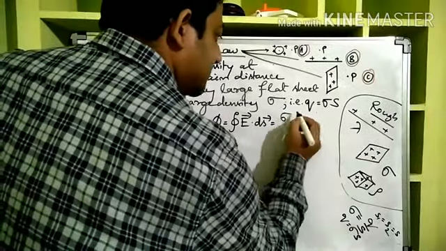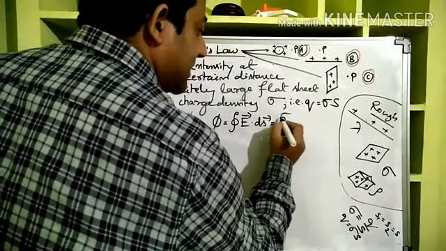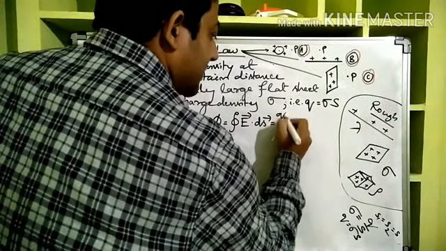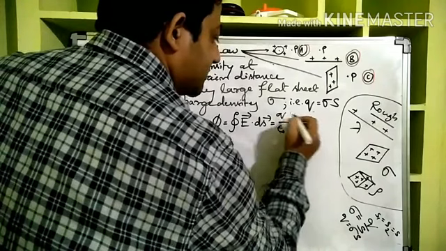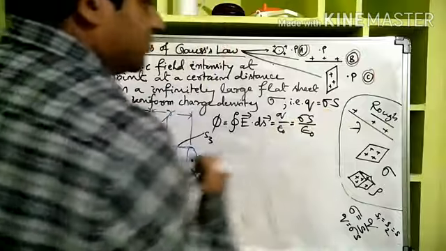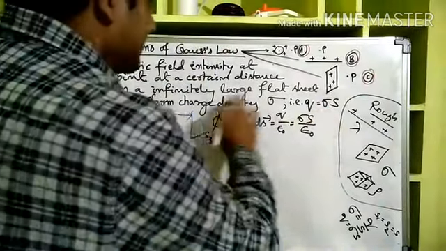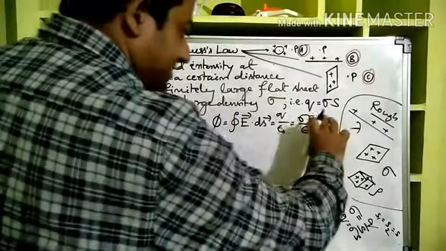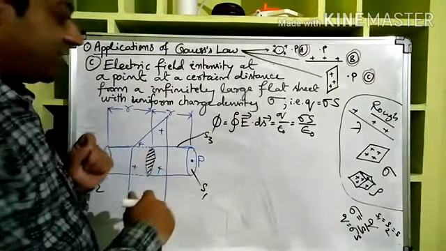Now phi is equal to closed integral of E dot ds is equal to how much? 1 by epsilon naught times the charge, right? Q by epsilon naught, you remember this is the Gauss law. So sigma S by epsilon naught, because Q is equal to sigma S. Keep it aside. This is the application of Gauss law. From this we will find out E.